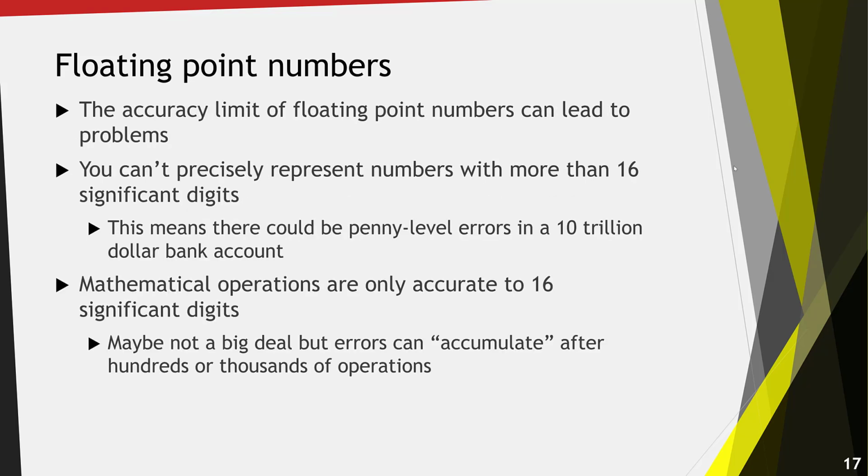So as I said, floating point numbers have about 16 significant digits of accuracy. That means if you were conducting financial transactions, there would be penny-level errors in a $10 trillion bank account. This maybe seems like really small errors compared to really large numbers, but this really becomes a problem because mathematical operations, again, are only accurate to 16 digits. So these errors can start to accumulate after thousands or tens of thousands of operations. And this is where it can become a really big deal.